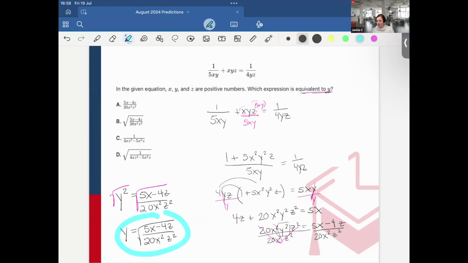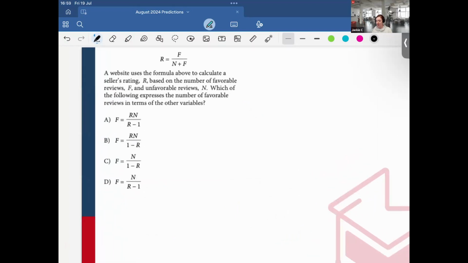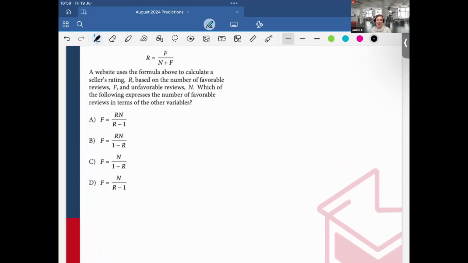And that looks precisely like option B. Wasn't that a good one? So these ones frequently come up on the exam. Let's look at another one to help you solve these.